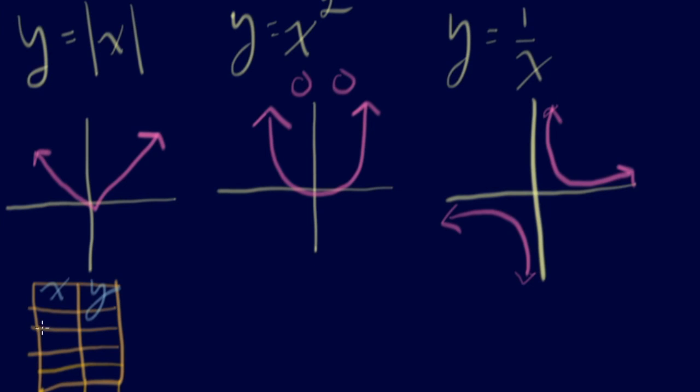So for here, I'm going to choose, I'll tell you the ones that I like to choose. I like to choose 2, 1, 0, -1, and -2. Okay, so those are the classic numbers that I like to choose. And then you just plug them in. Again, it's the same idea. You're plugging them in and seeing what happens.